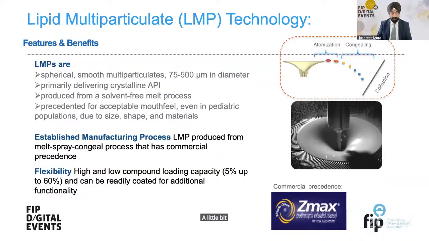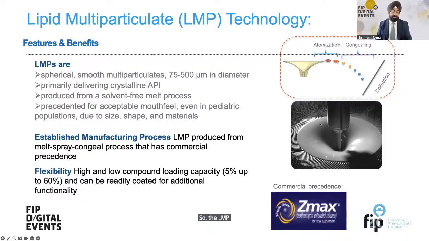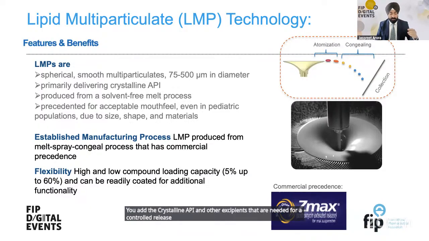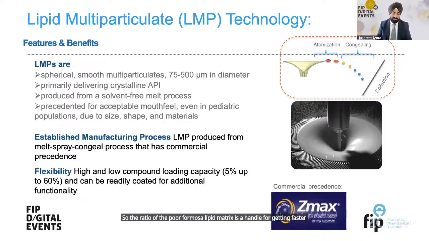A little bit about lipid multi-particulate technology. As you can see in this schematic and this image, LMPs are made from the melt spray congeal process. As the name suggests, you take the lipids, you melt them. You add the crystalline API and other excipients that are needed for a controlled release formulation. The lipid matrix has a certain permeability, which you can then play with by adding a pore former. So the ratio of the pore formers to the lipid matrix is a handle for getting faster or slower release as needed.